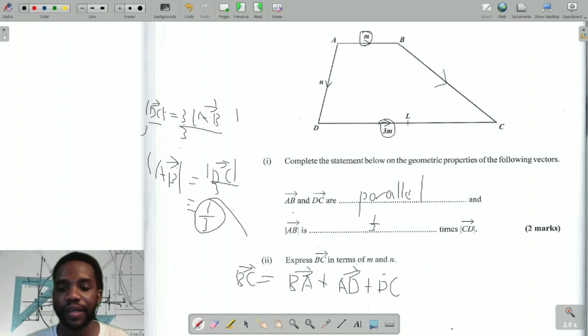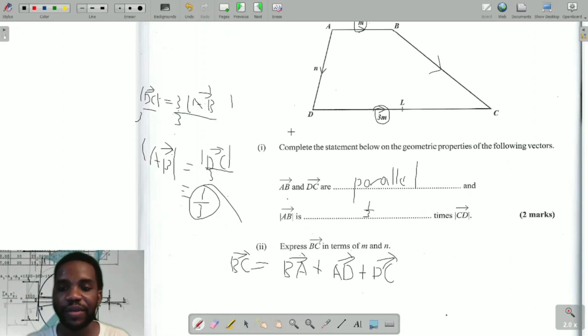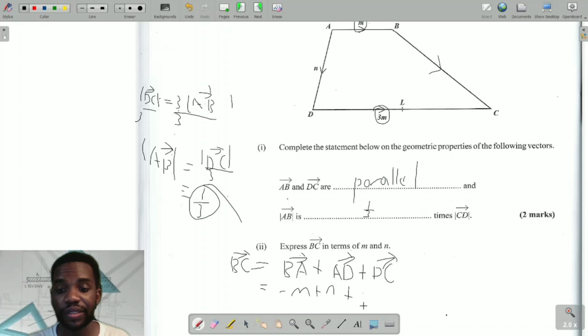Now what is important is that once we go the opposite direction of the arrow, the sign becomes a negative. So because AB is M, but I want BA, it automatically becomes a minus M. AD was already N, so it keeps the sign, it's going the same direction as the arrow. What about DC? The arrow is going in the direction of DC, so it becomes 3M.